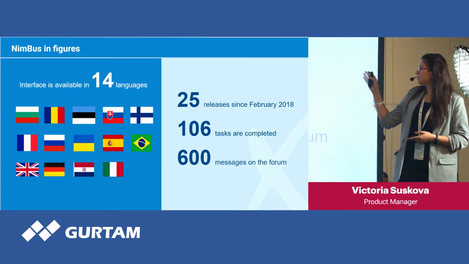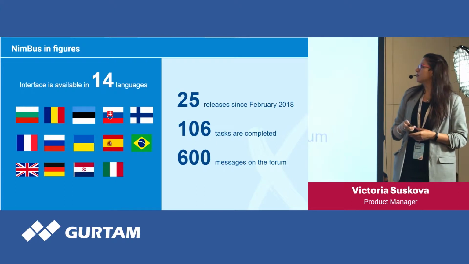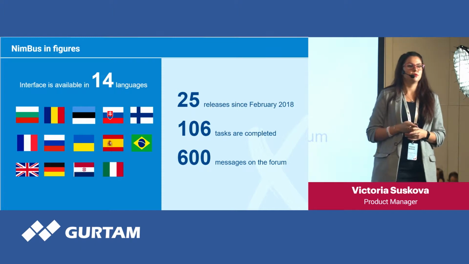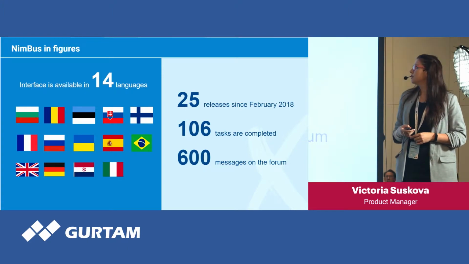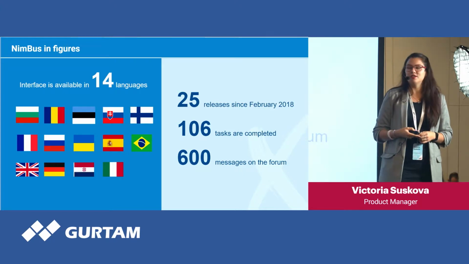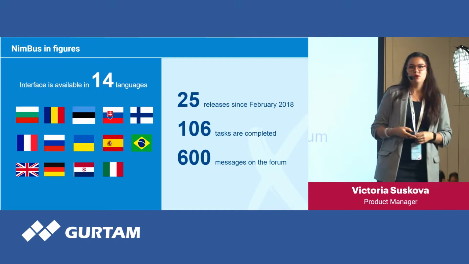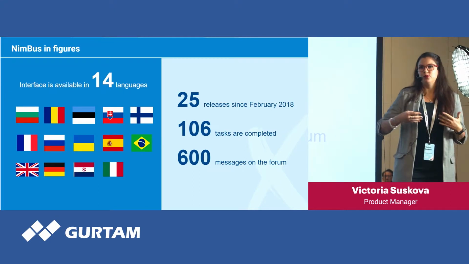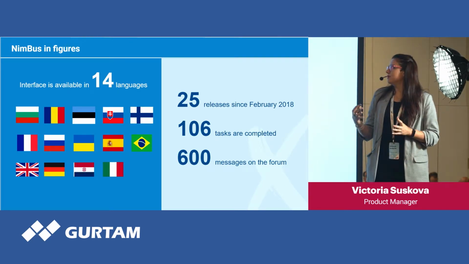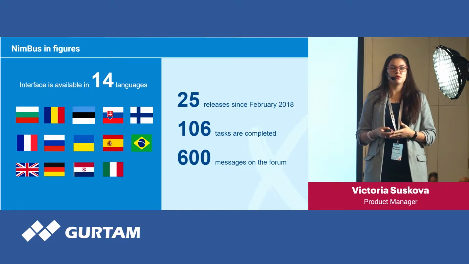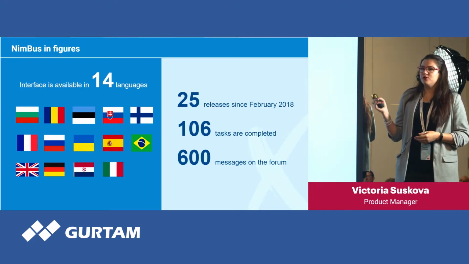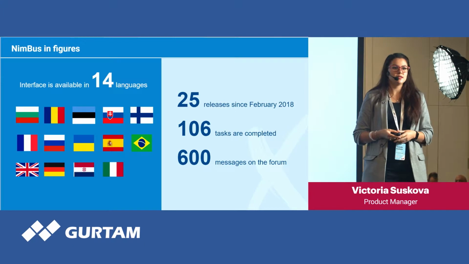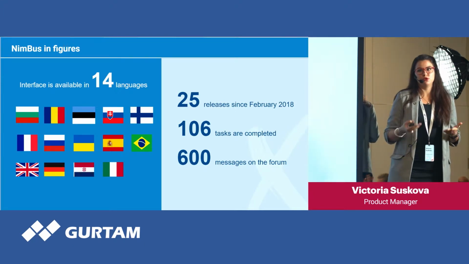On the right of the screen, you can see some other numbers. These have been collected from February 2018. So since this time, 25 releases of the application were added, and each of them contained new functionality, which extended your opportunities and is valuable for the users. Also, these releases included 106 tasks, and as you can probably see in our Gurtam news, every month we deliver new functionality, we keep going with that. Also, we have more than 600 messages on the forum where we discuss NimBus functionality and where you can leave your feature requests, as you know.